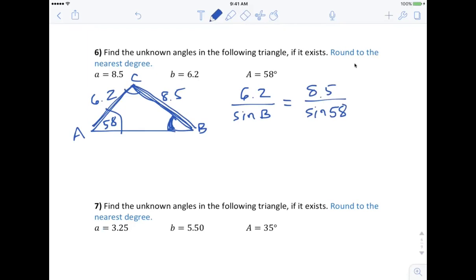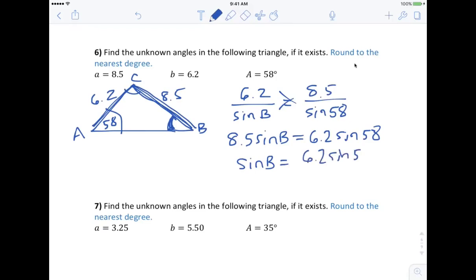My recommendation now, you could do a little cross multiply from algebra. So now we're trying to solve this equation for B. So we get 8.5 sine B equals 6.2 sine 58. Divide both sides by 8.5. So now we'll have sine B equals all of that divided by 8.5.